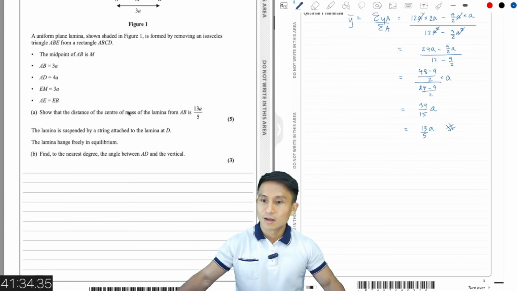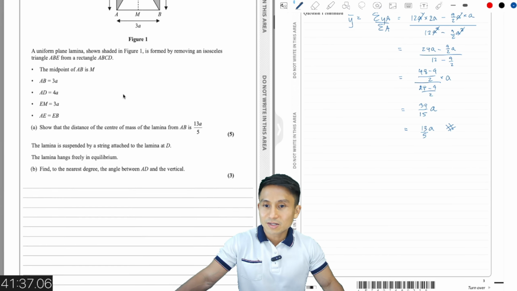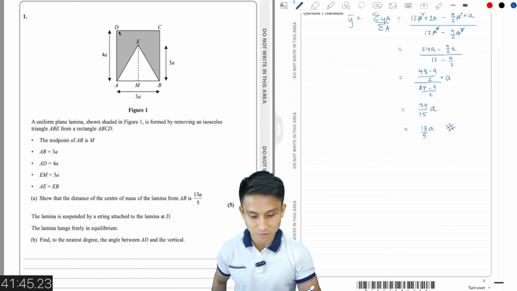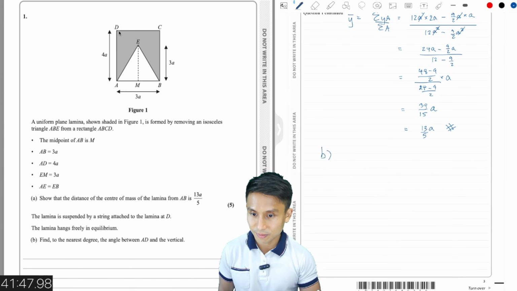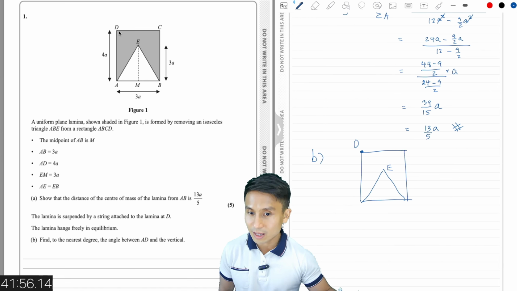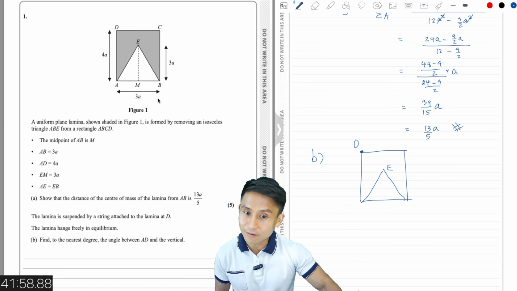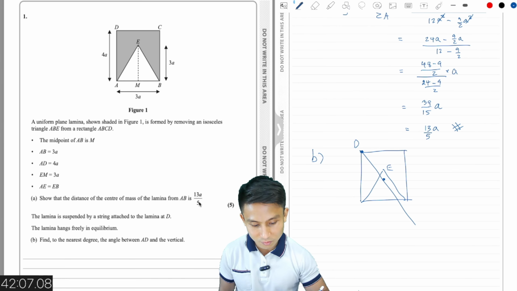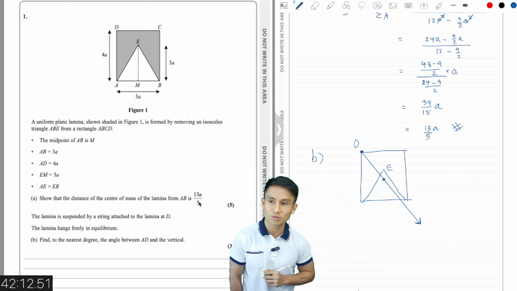The lamina is suspended by a string attached to the lamina at D. Okay, so at D here. The lamina hangs freely in equilibrium. Okay, so if we draw a quick diagram, I'm not going to tilt the shape, I'm just going to do this instead. So hang at D, and the center of mass is 13 over 5 A, less than 3A, from AB. So that should be a little below point E, and this is the center of gravity. So the downward vertical would be that when you hang it.